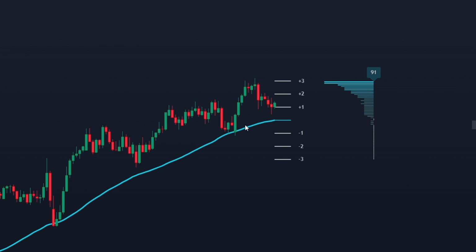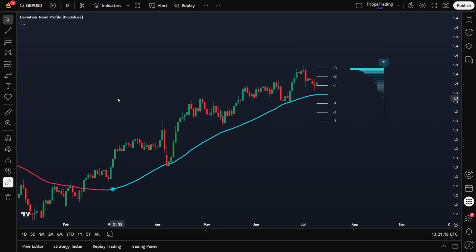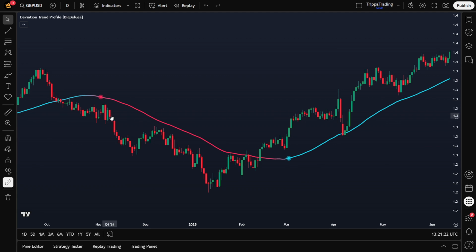Now here's where it gets really useful. If most of the histogram bars are stacked toward the 2 or 3 standard deviation zones, it means the trend is strong. In the current chart, we're in an uptrend, and the profile is skewed upward, with lots of candles closing in the upper deviation zones. This confirms strong bullish momentum. On the other hand, at times, the trend is bearish, and the profile is skewed down, showing a strong downtrend.